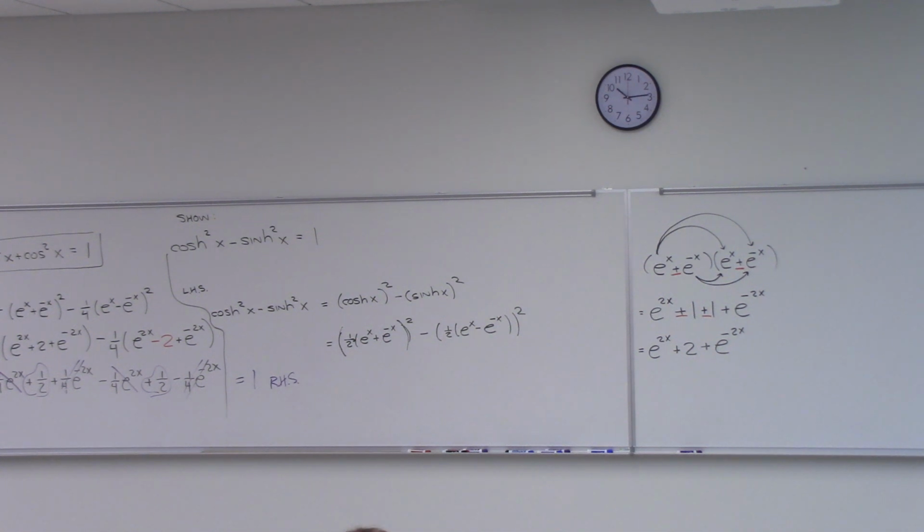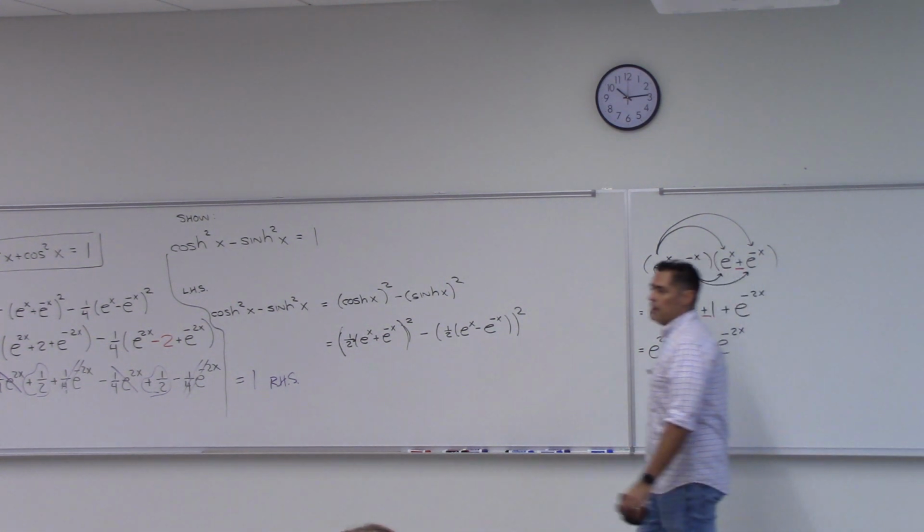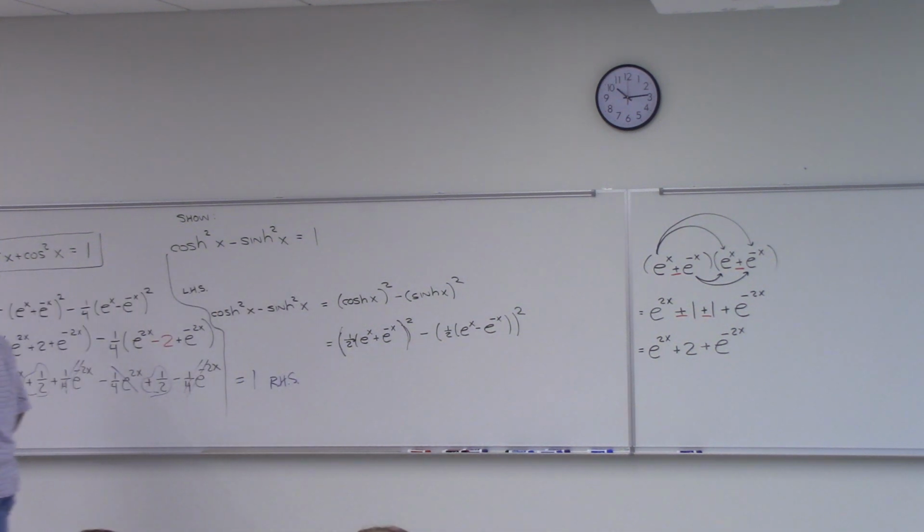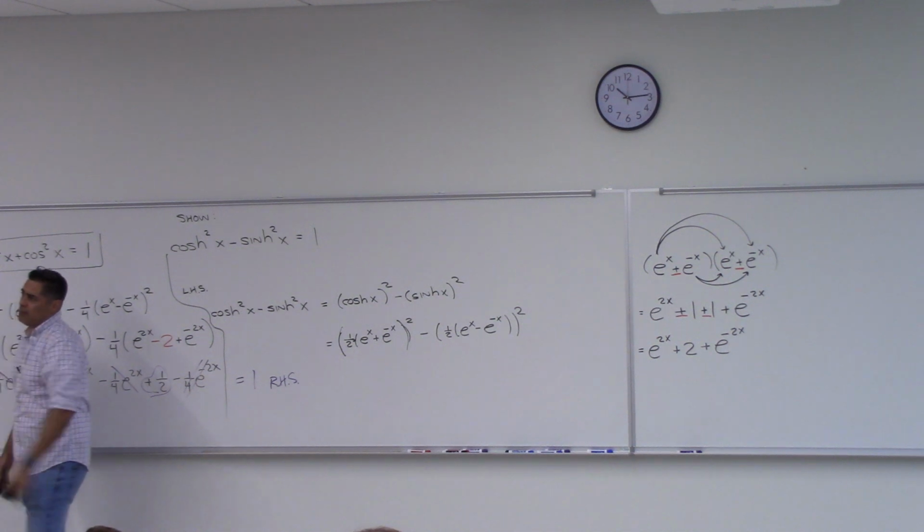So there are, just like in pre-cal, there are a ton of identities with hyperbolics. There's a bunch. The one we just proved is the third one down there, right? We just proved that one. But there's others, like the first one there, hyperbolic.